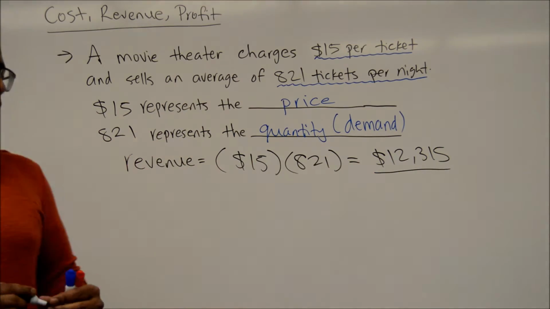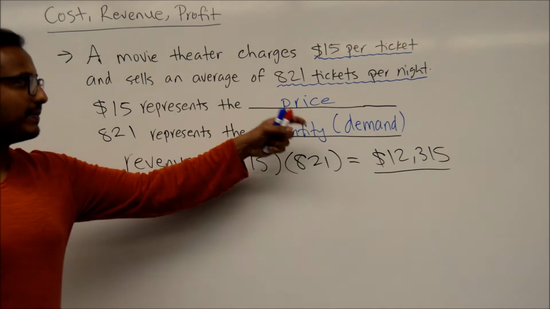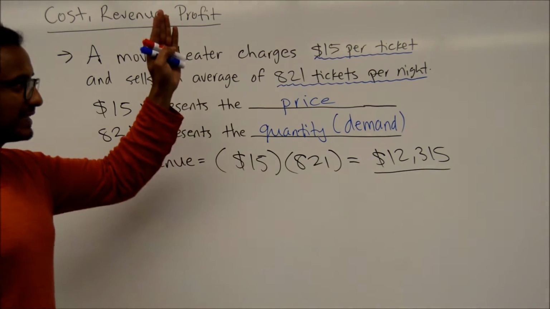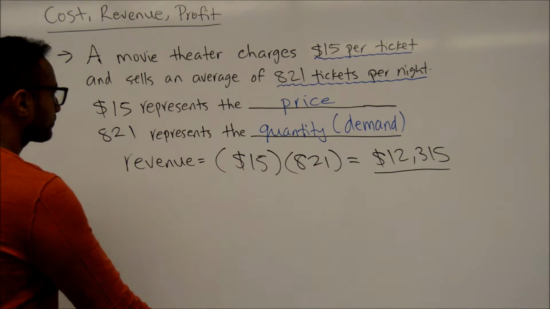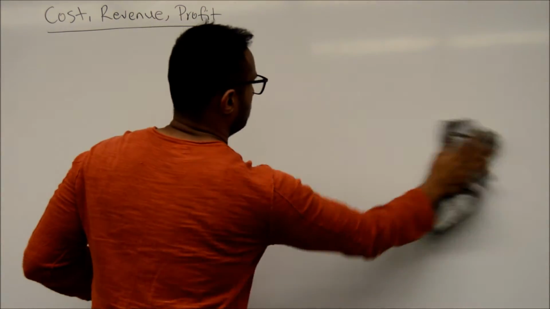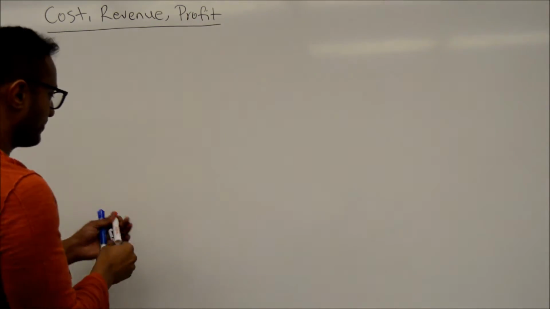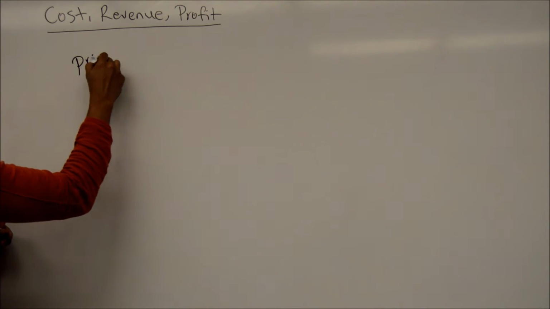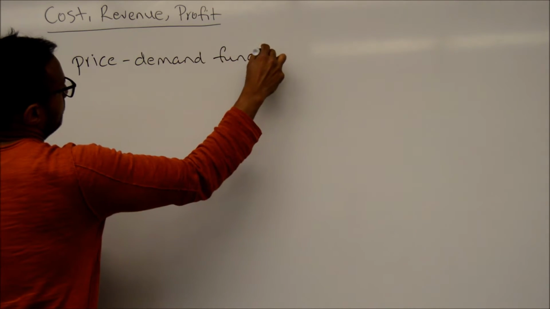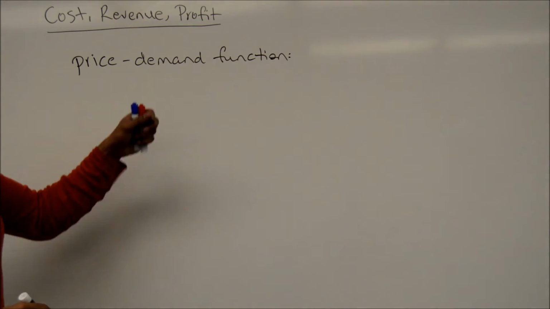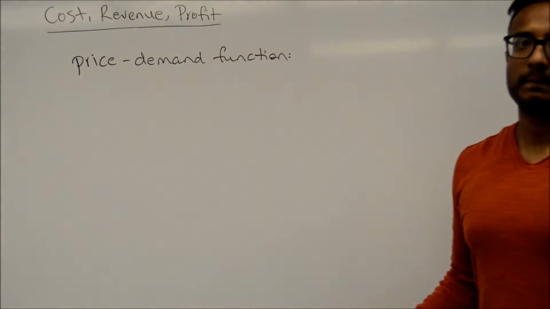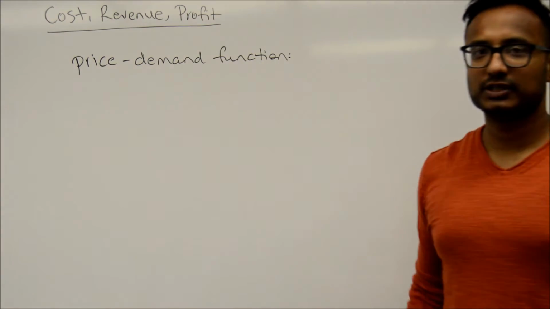Now, because price and demand are related, as price goes up, demand usually goes down. As price increases, demand usually decreases. We're going to talk about something called the price-demand function, also referred to just as a demand function, but we're going to refer to it for now as the price demand function. The price demand function relates the price of a commodity to its demand. It relates the price to the demand.